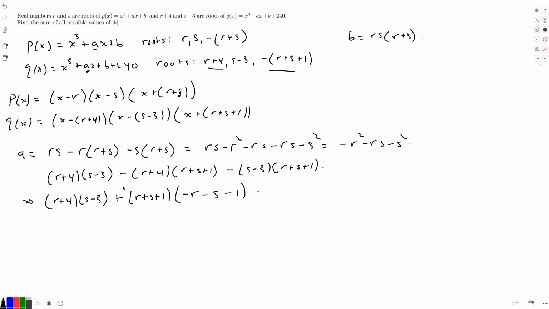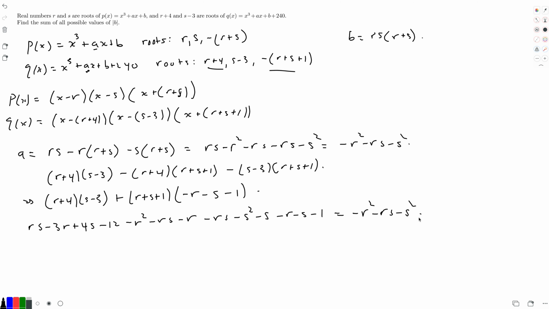Okay, good. So now let's expand this. So we have rs minus 3r plus 4s minus 12 minus r squared minus rs minus r minus rs minus s squared minus s, and then minus r minus s minus 1 is equal to negative r squared minus rs minus s squared.